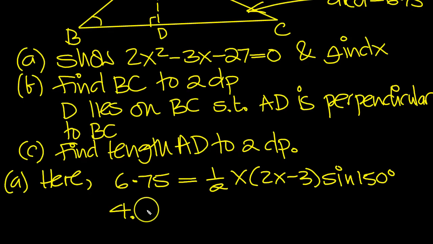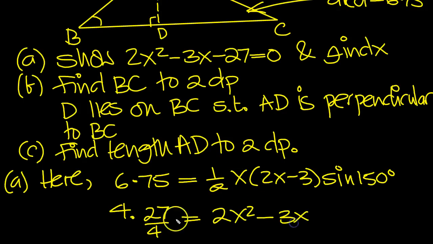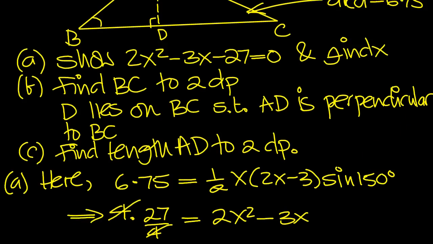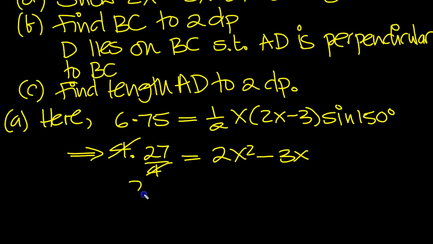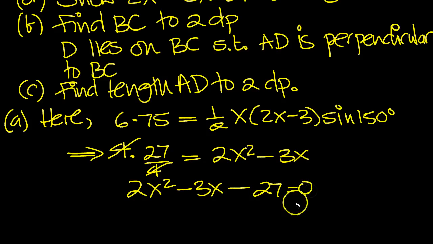6.75 is 27 over 4 as a fraction. You can tap it in the calculator if you need to. 27 over 4. And then we can expand this bracket now because that's all that's left here. So that's 2x squared minus 3x. Now the 4's will cancel. So we can just bring everything over to this side and read from right to left. 2x squared minus 3x minus, move the 27 over, equals 0. That's what we wanted to show for part A.